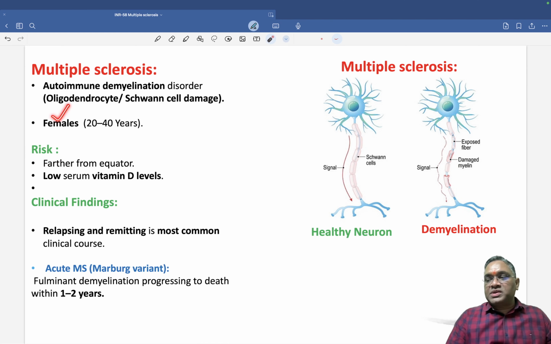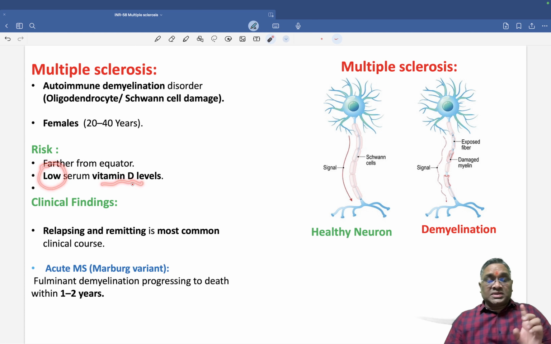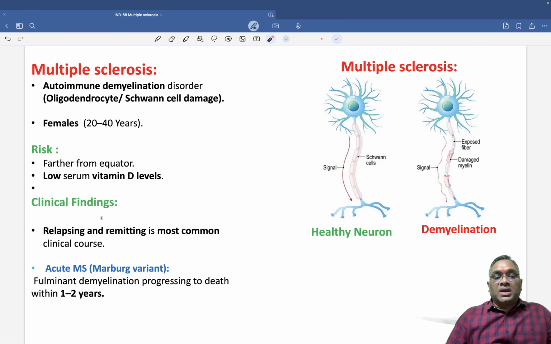What is the risk and who will be commonly affected? Remember, female patients are commonly affected, typically 20 to 40 years. What is the risk? Living farther away from the equator, or even a low level of vitamin D. Remember, this is an interesting point: low level of vitamin D is also associated with multiple sclerosis.